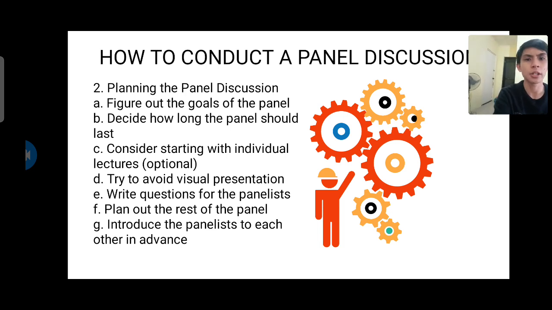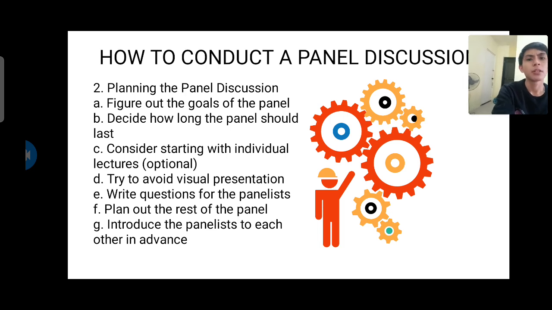Next one, consider starting with individual lectures. This is pretty optional because it can be time consuming if you provide each speaker with an individual lecture of their own, but if there is ample time, then you may do so. Next, try to avoid visual presentations. Now, why should we try to avoid visual presentations within a panel discussion? It's because the panel discussion is meant for dynamic exchanges of dialogues between panelists. Visual aids can shift the attention away from the conversation, making it less engaging.